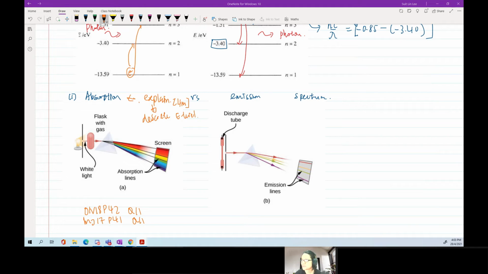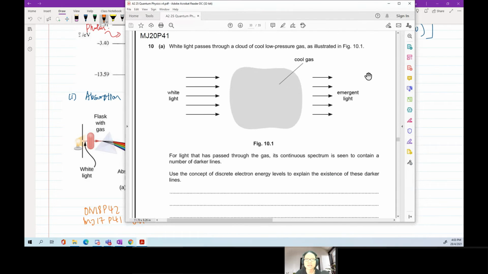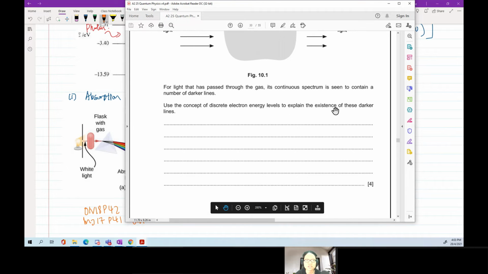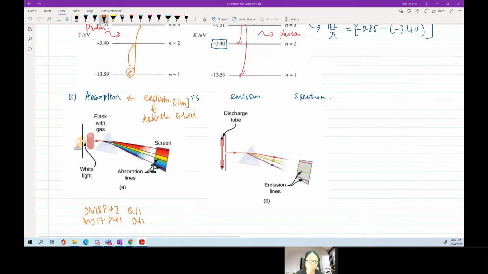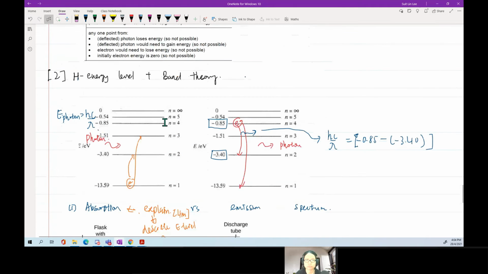The last time it came out in May, June 20 is half a question. Part B, they ask something else. They just ask you to explain the existence of dark lines. So go figure out how to explain. The last time the explain came out was May, June 20, paper 4-1. Yeah. That's it. Not a very long topic.